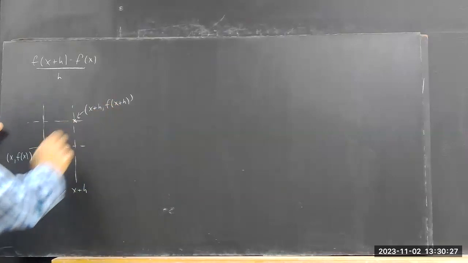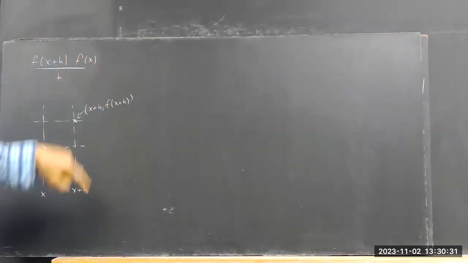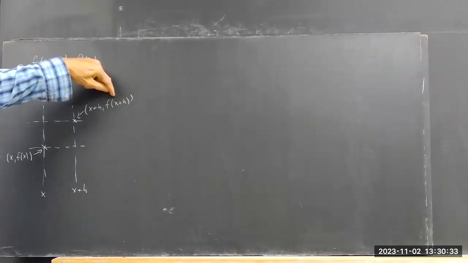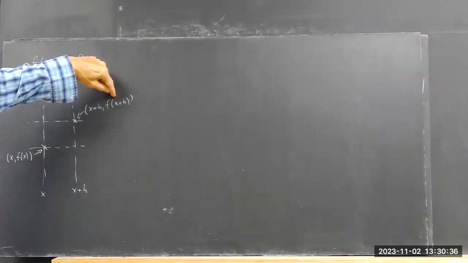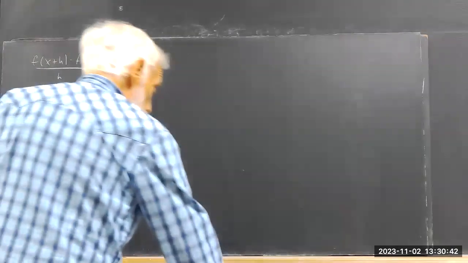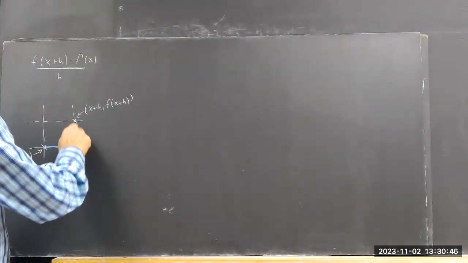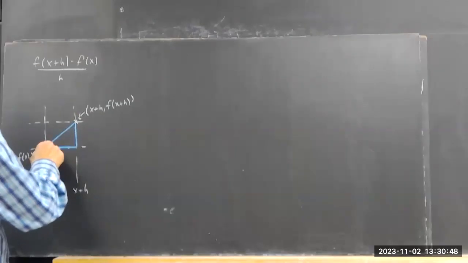Here's x plus h. The x coordinate is x plus h. What's the y coordinate? Plug x plus h into your function and you get the y coordinate. Okay, so you have these two points. Now what's the slope between these two points? Draw a fundamental triangle between the points.